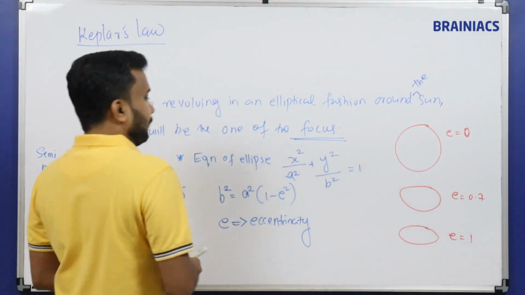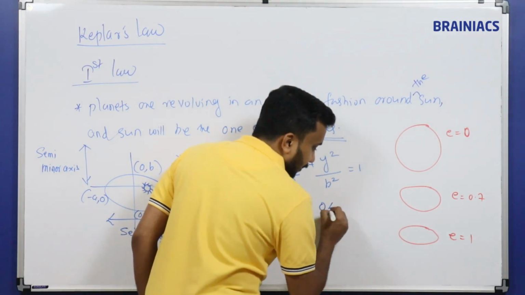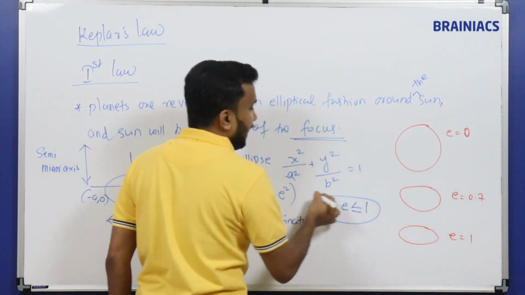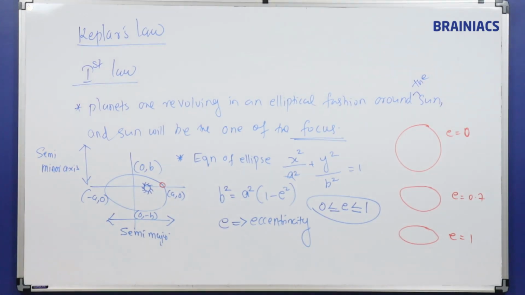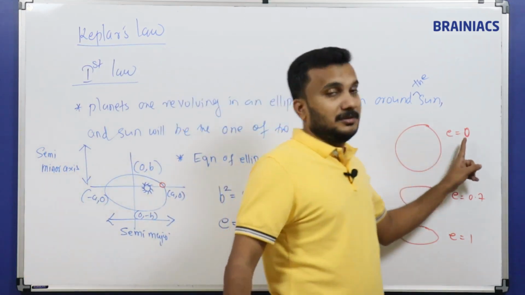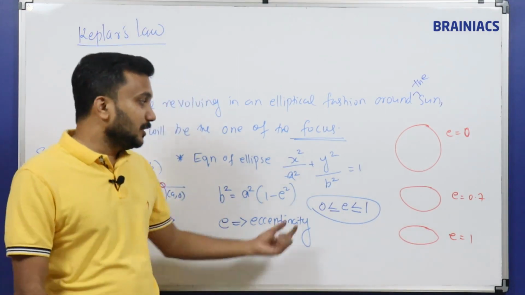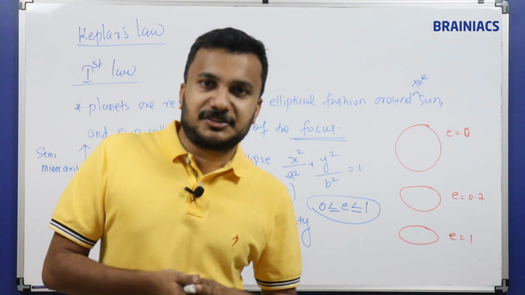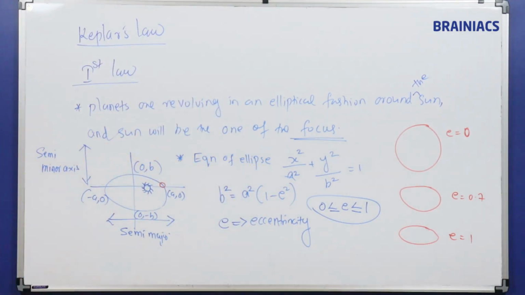So what is the range of eccentricity? 0 is less than or equal to e, which is less than 1. So eccentricity lies between 0 and 1. Eccentricity will never be equal to 0; it is slightly greater than 0, like 0.1, 0.2, something like that. So 0 is an ideal case, 1 is also an ideal case, but normally the value of eccentricity is in between 0 and 1.